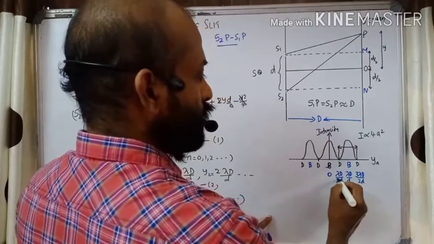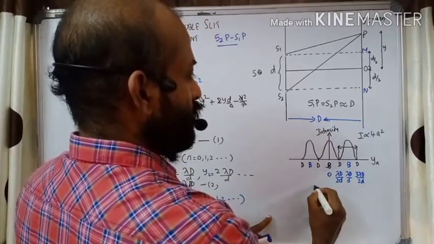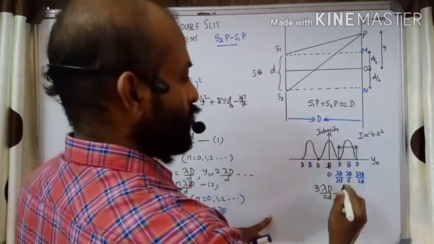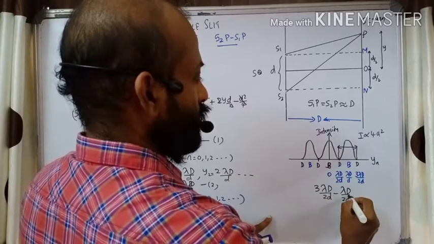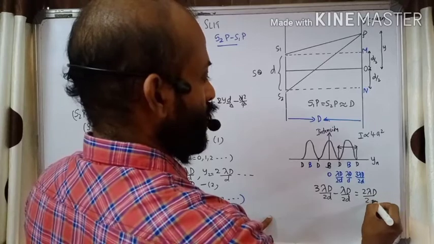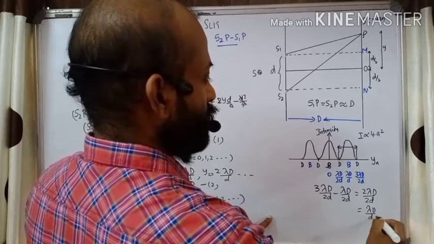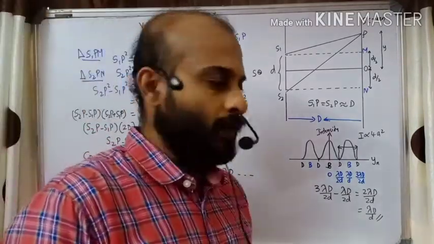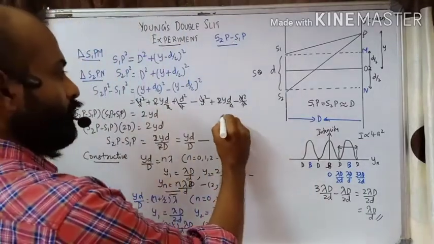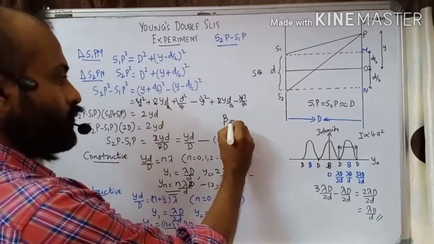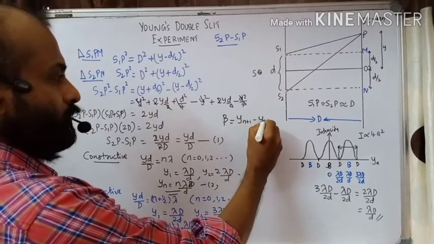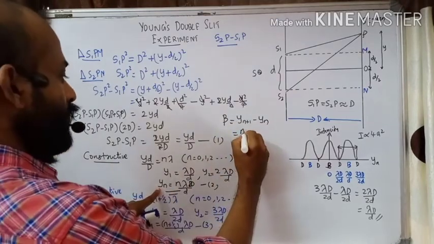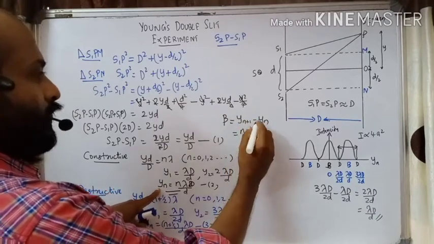Now we need to subtract these two. What will you get when you subtract them? We have 3 lambda D by 2d for the second dark band minus the first dark band, lambda D by 2d. You will get 2 lambda D by 2d, which is equal to lambda D by d. So generally, the distance between two consecutive bright bands or dark bands, the fringe width, is equal to yn plus 1 minus yn. For a bright band, for constructive interference, we have this equation, n lambda D by d, that is y n plus 1.